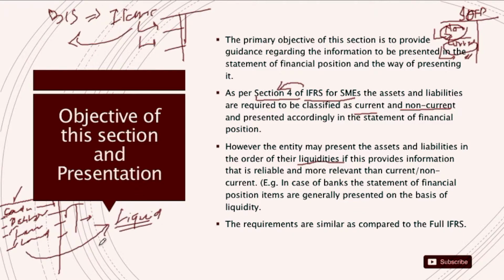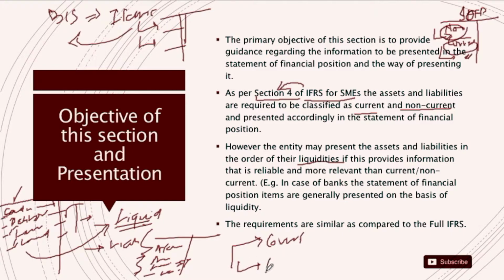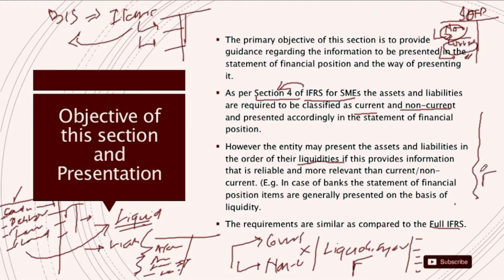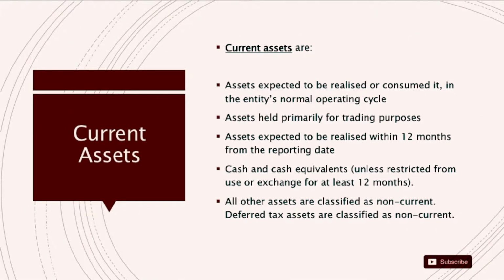The same is applicable for the liabilities as well, which are payable first. For example, accounts payable, some accrued expenses, then long-term liabilities, the short-term portion of the long-term liability, and the long-term liability. So everything will come up like this. The point is, either you can classify the assets and liabilities as current and non-current, or you can use the liquidity-based ordering. Here there is no classification, but here we have an order, which means you need to present the assets and liabilities based on the order. The requirement is similar to the full IFRS, so no change as compared to the full IFRS.